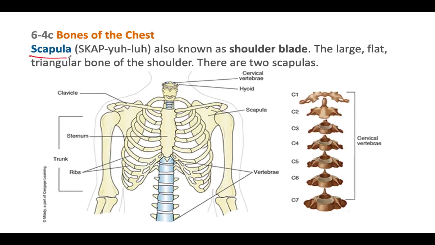Okay, then we look at scapula, also known as shoulder blades. And so those are the scapula here. These are in the back of the rib cage, and those function as a support to the movement of the arms.